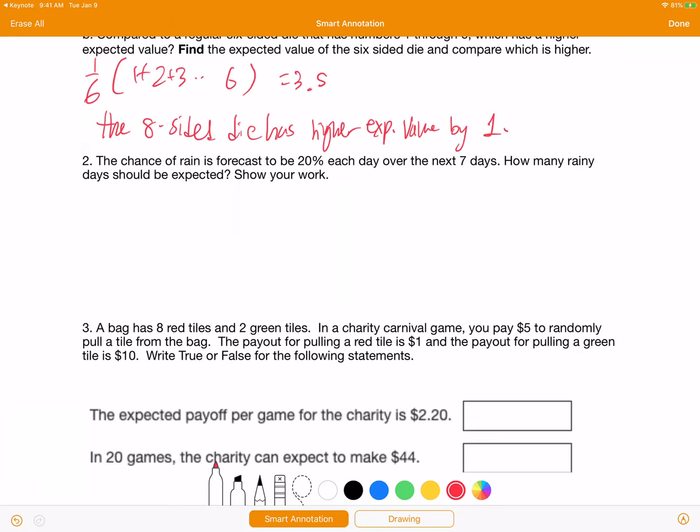Okay. The chance of rain forecast is 20% each day over the next 7 days. How many rainy days? That's simply 0.2 times 7, which should be 1.4 days, if you can call it days. So that means that out of these 7 days, you can expect 1.4 of those days to be raining.